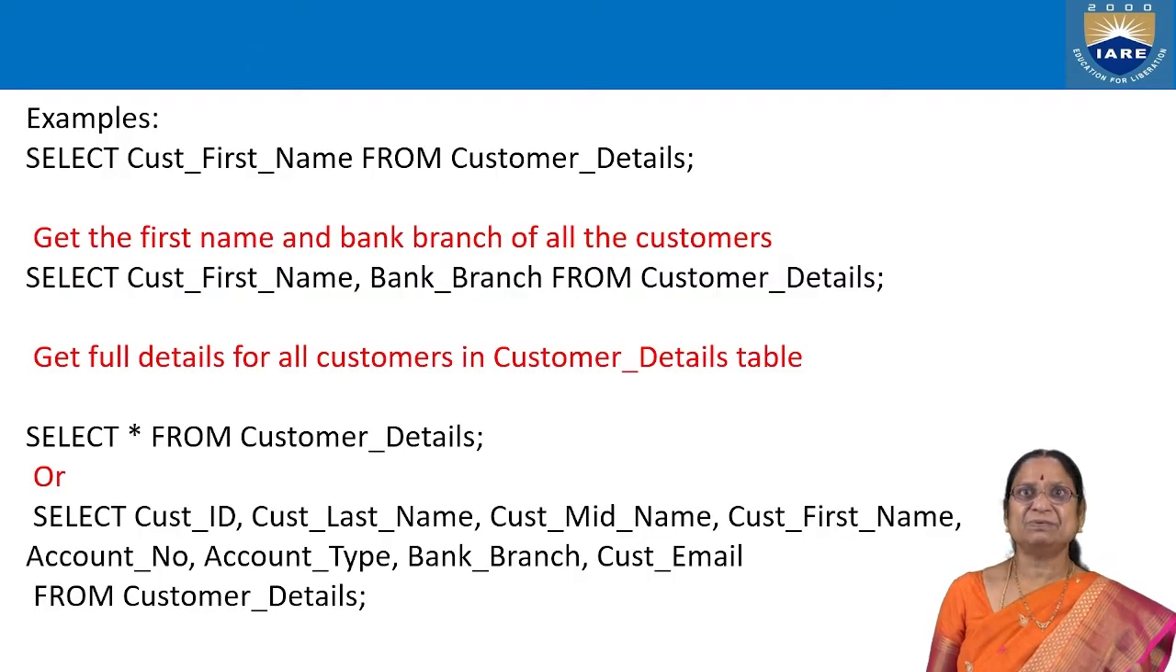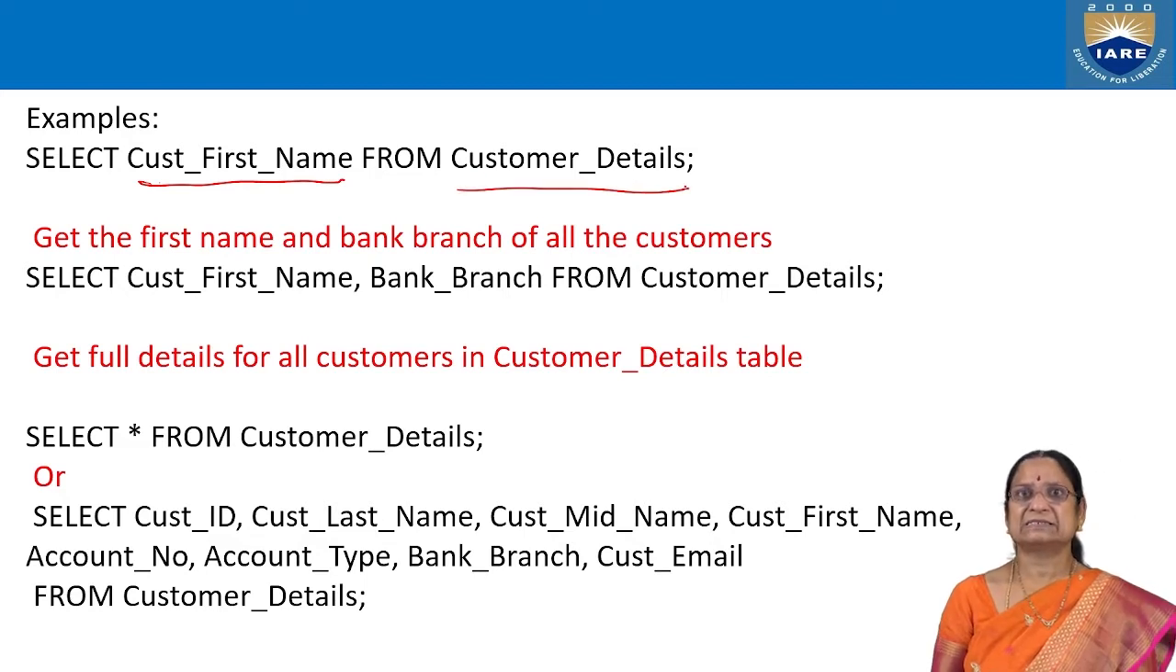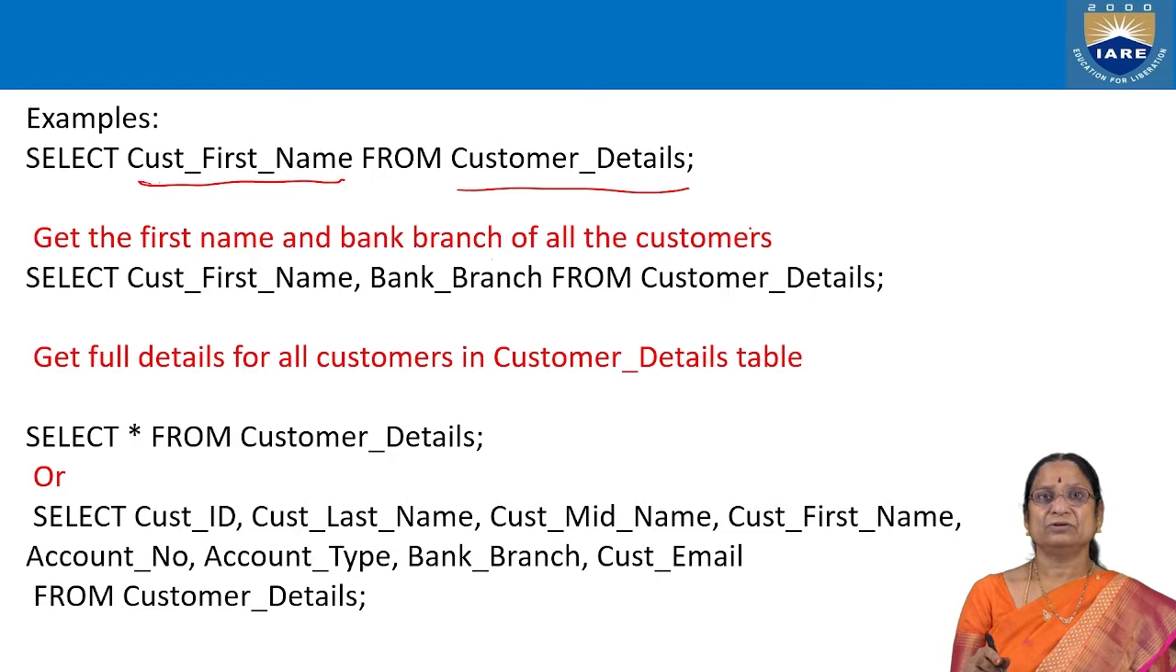Like that I may use many things actually. For example, from customer details, I want only the customer first name. So you observe this is SELECT customer name FROM customer details. Get the first name and the bank branch of all customers. All customers, no conditions are there. Only SELECT and FROM we are doing now. So SELECT customer first name, bank branch FROM customer details.